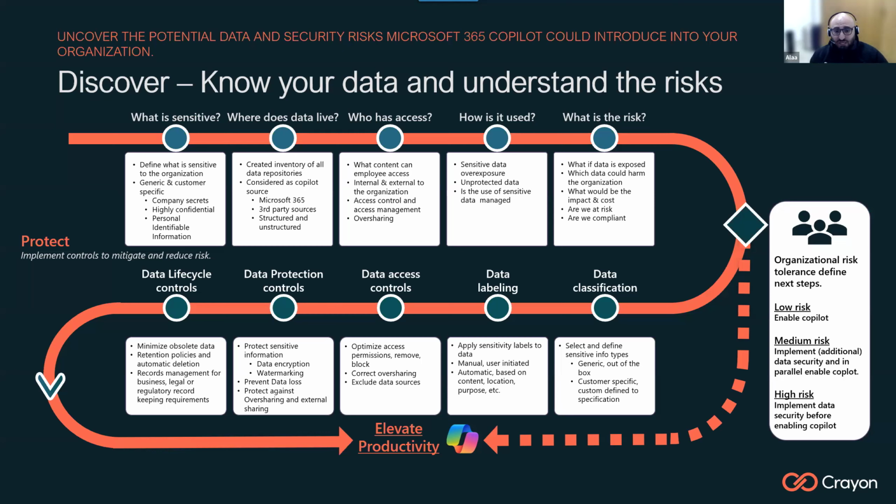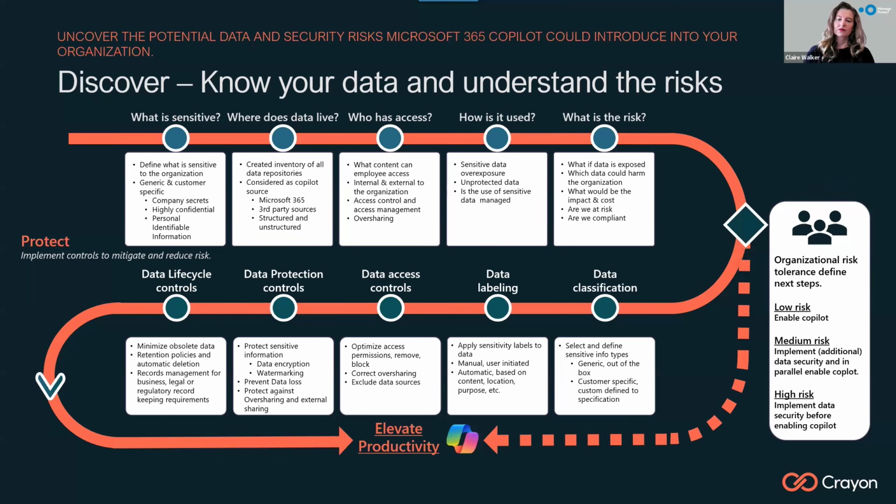Now we go to the protect phase. To protect the data, we start with data classification. Start by classifying data based on sensitivity and importance. This will help you, of course, to apply the right security measures to ensure compliance with regulations.